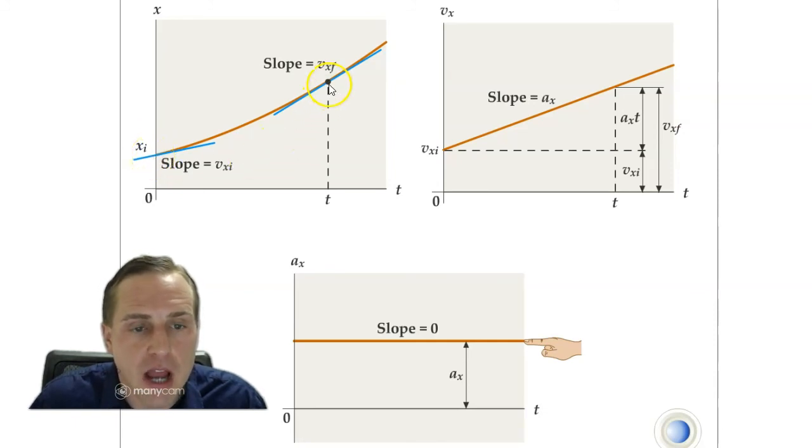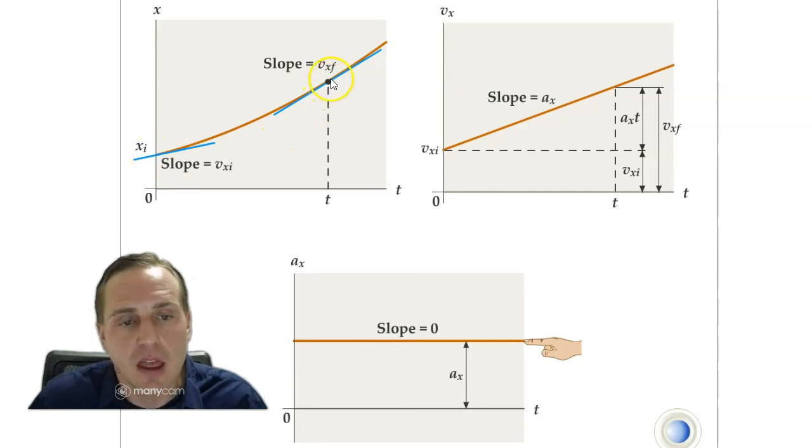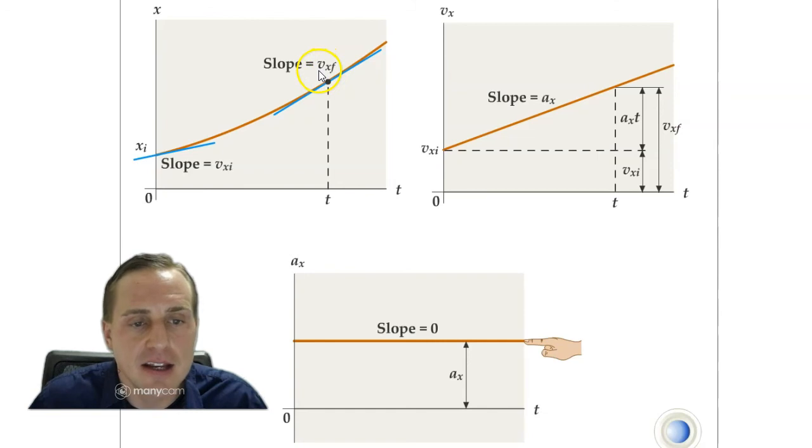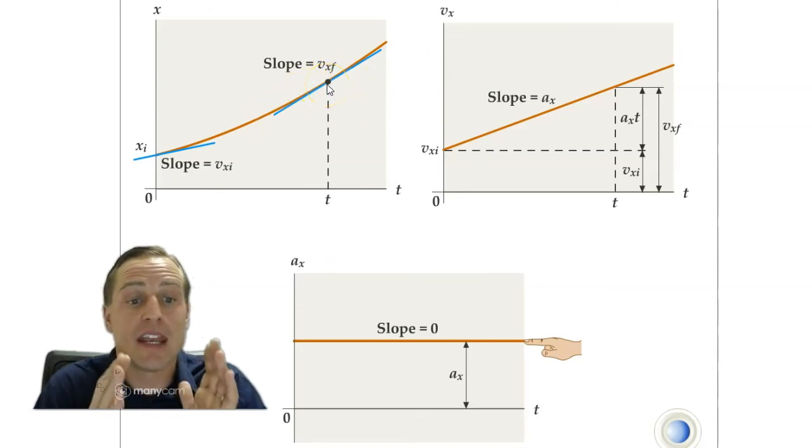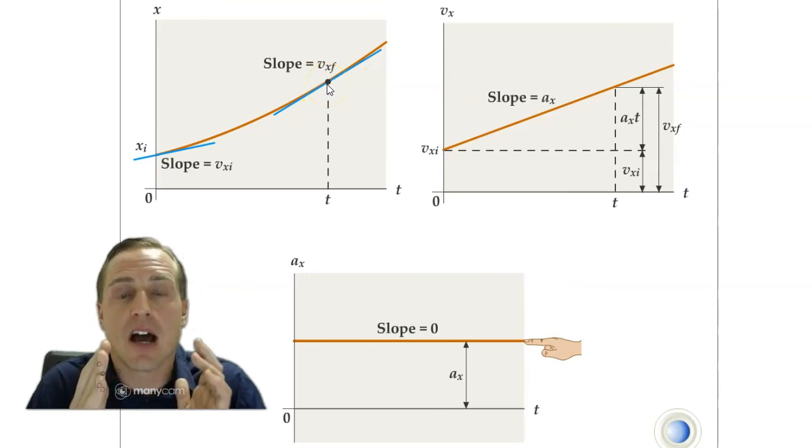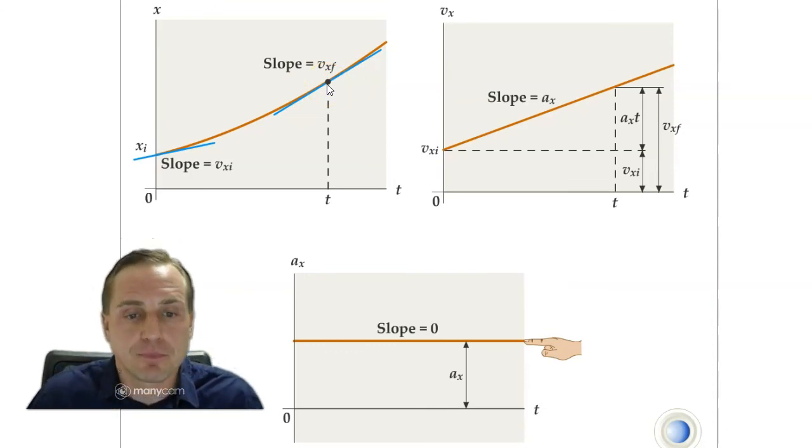Notice up here at some later time t, then we have vxf. That's the velocity at some final time, and that final time t is the time of interest sometime later, and the slope, that is the derivative of this curve, gives us the velocity at that moment. That's the instantaneous velocity at time t, the final time.